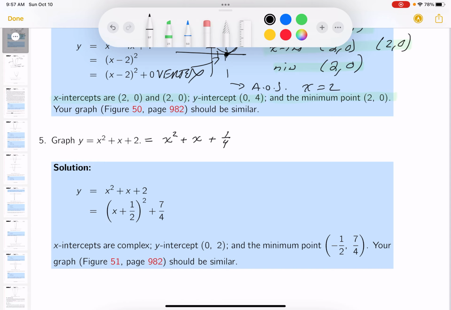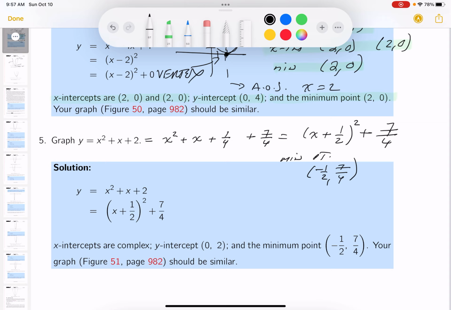And I need a 2, so that's going to be what? Let's see, what would you need there? That would be 7 quarters, right? So what's this going to be? x plus 1 half squared plus 7 quarters. All right, now why would you do that? Well, I think the reason to do that is to find the minimal point on this. When's the minimal point going to occur? The minimal point occurs when x is minus 1 half, and what would the y value be? 7 quarters. All right?